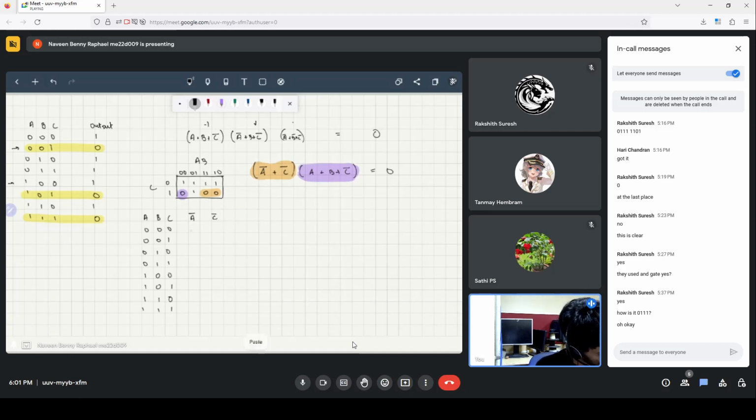So this is 1 1 1 1 0 0 0 0, 0 1 0 1 0 1 0 1. We need A prime plus C prime. That is 1 1 1 1 0 1 0 1. We need A plus B plus C. A plus B plus not C. So A plus B plus not C is 0 here.